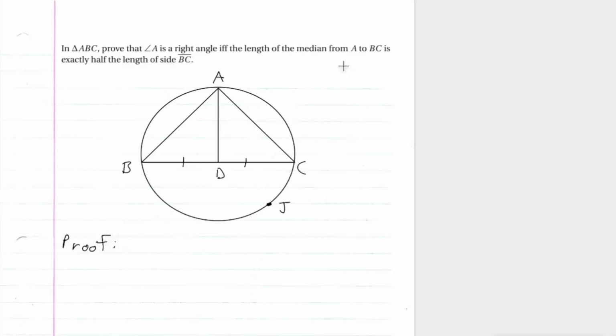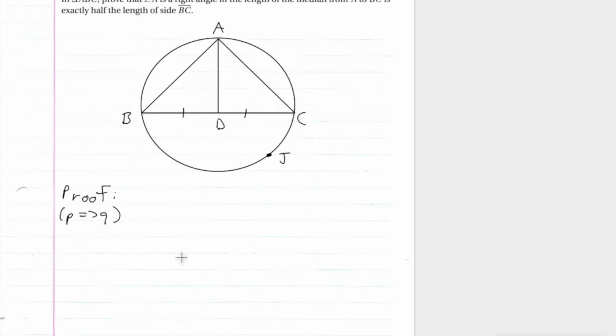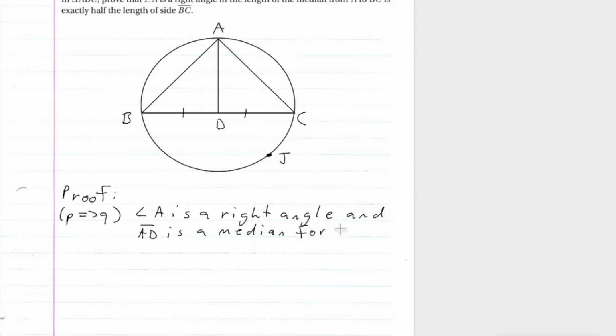Since this is an if and only if statement, we're going to go P implies Q first. So I'm going to use our assumptions: angle A is a right angle, and AD is a median for the segment BC. Of course, I did draw the circle through these three non-collinear points, and by a theorem we proved previously, we can do that.